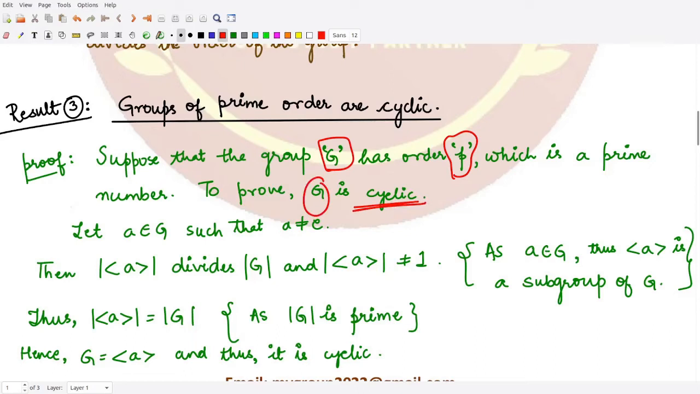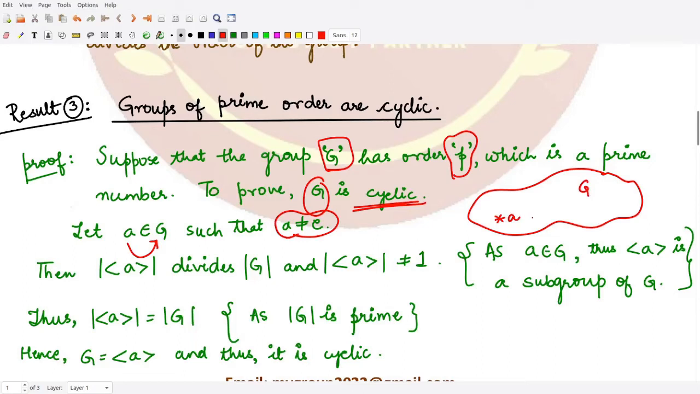So for proving this thing, what we do, we assume and take some element A from this group G such that it is not the identity element. So we will take any element from group G which is not equal to identity, right? This is our group G, we take certain element A from it.